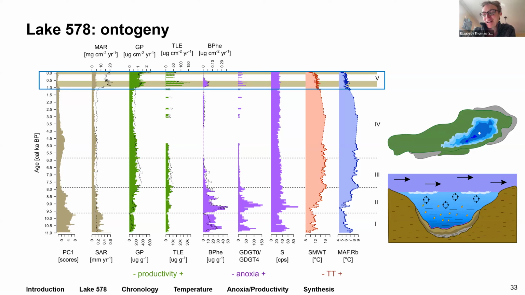I'm curious, maybe more just speculation from all of us as organic geochemists, if you have thoughts about why the GDGT inferred temperature in this record would not be influenced by anoxia, whereas in other records it might be. That's a very good question. No, I cannot answer this one.